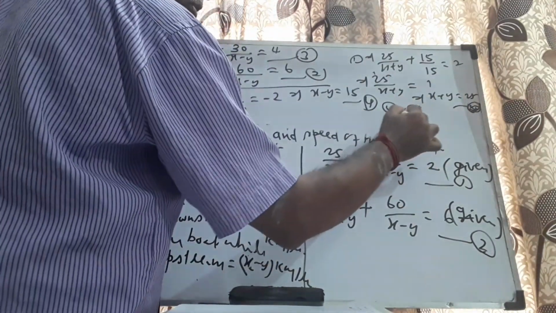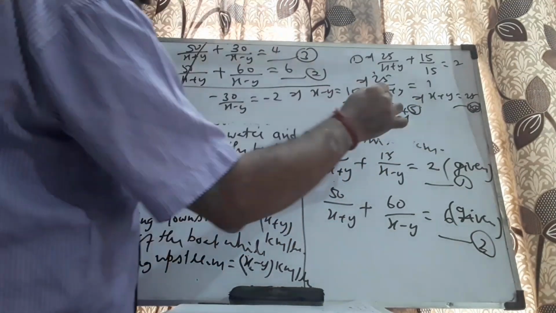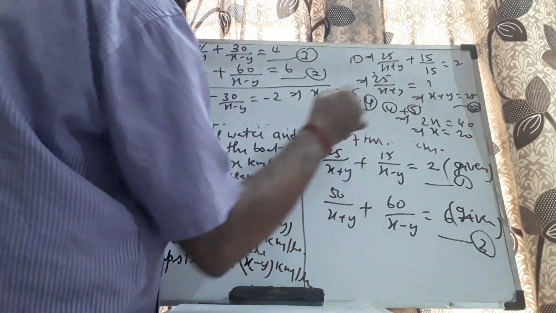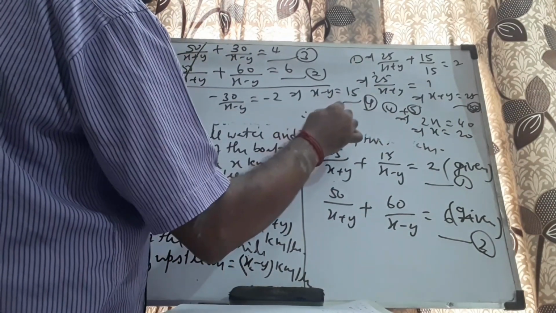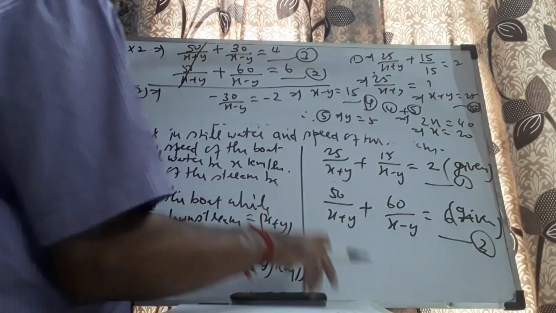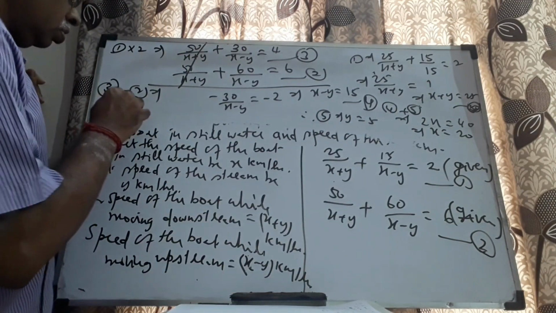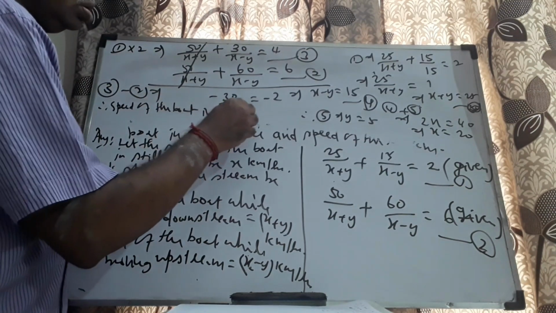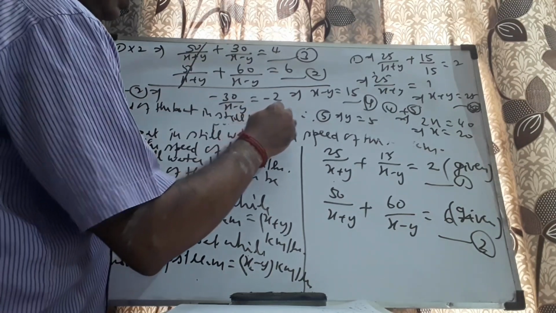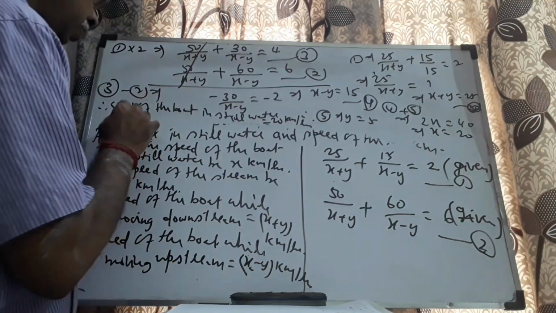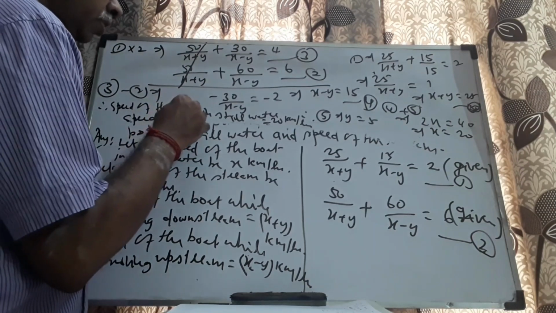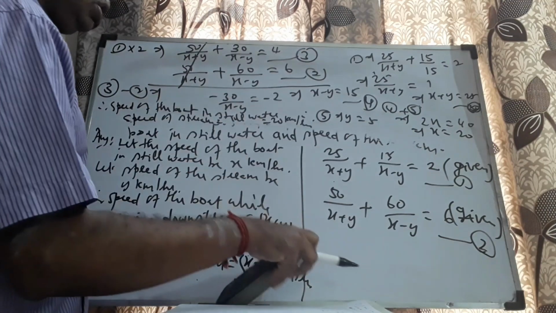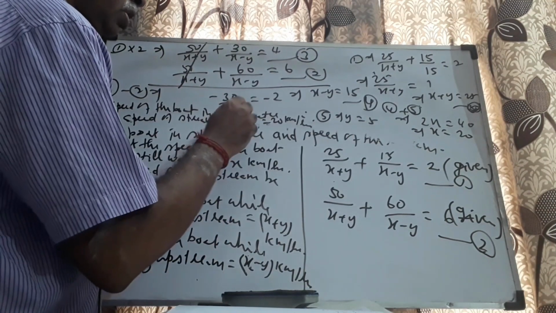What do I end up with? 4 plus 5, add 4 and 5. Okay, I'll get 2x is equal to 40, implies x is equal to 20. Therefore, from 5, y is equal to 5. So, what is the conclusion? Therefore, speed of the boat in still water is equal to 20 kilometers per hour. Speed of stream is equal to 5 kilometers per hour. That is the final answer.